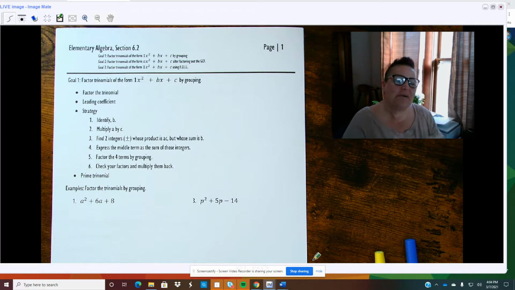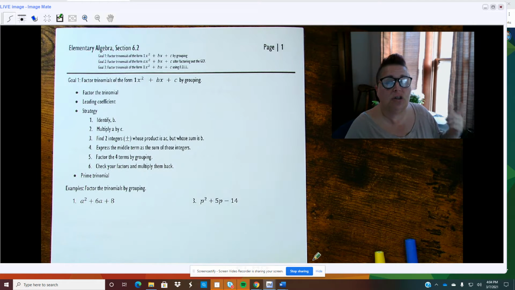Okay, so we want to factor a trinomial of the form 1x squared plus bx plus c. I think the important thing to note here is that we are going to start with a leading coefficient of 1. That's not always going to happen, but we are going to start with a very specific form where we have 1x squared or m squared or k squared, 1 times a variable squared plus bx plus c, where 1 is the leading coefficient, b is the coefficient on the degree 1 term or the x term, and c is what we would call the constant.